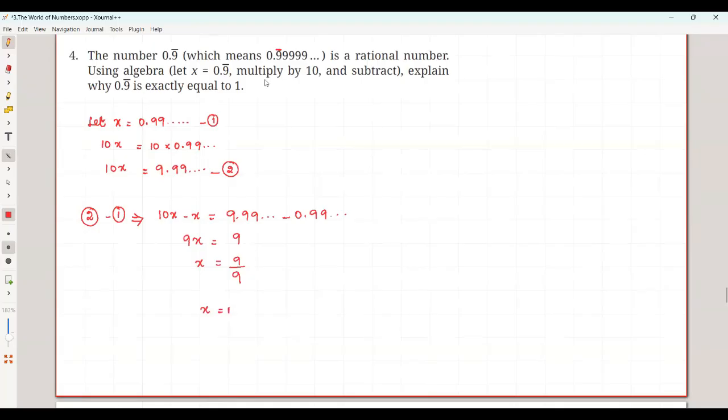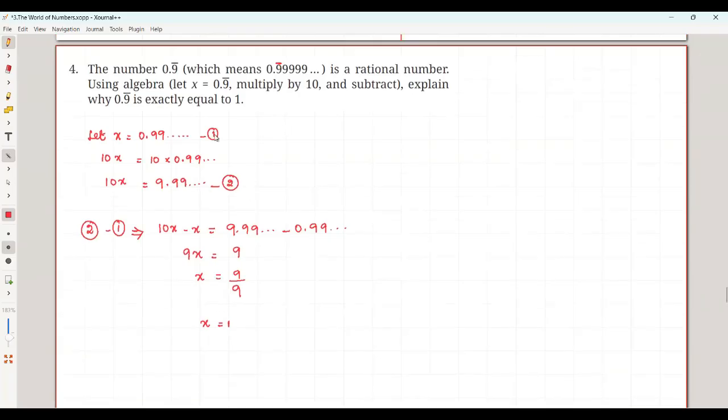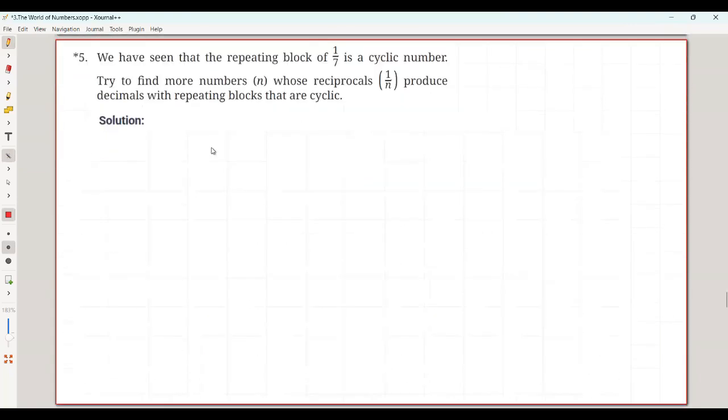So the given number is 0.99... If you are just rounding off, you will get 1. Likewise, if you write it in p by q format, you get the answer as 1. Now we'll move on to question number 5.